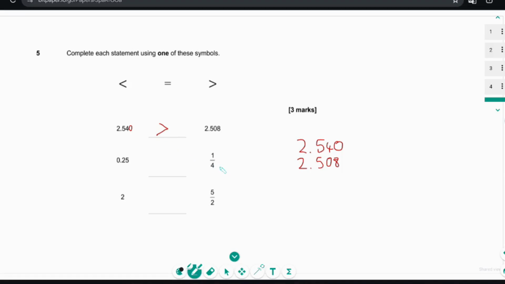Okay, what's a quarter as a decimal? These are one of the equivalences you should know. You should know that a quarter is equal to 0.25, so they are equal. 5/2. What's 5 divided by 2? Or what's a half of 5? That's the same as 5 divided by 2. 2.5. So 2 is less than 2.5.